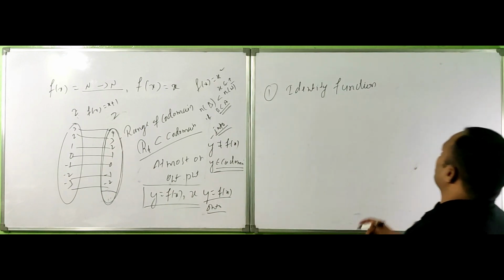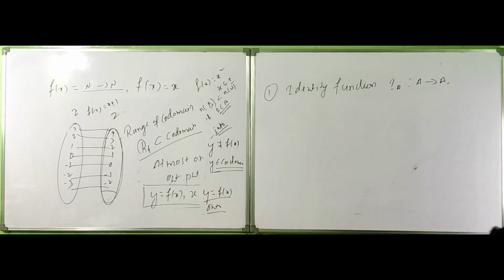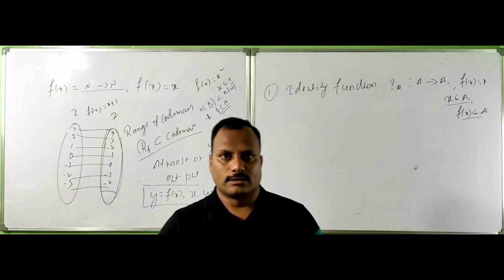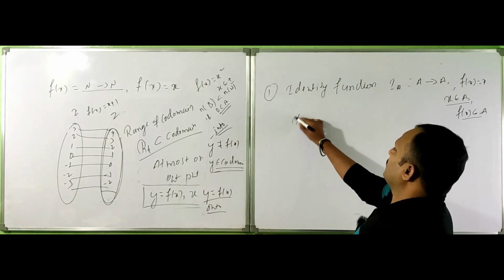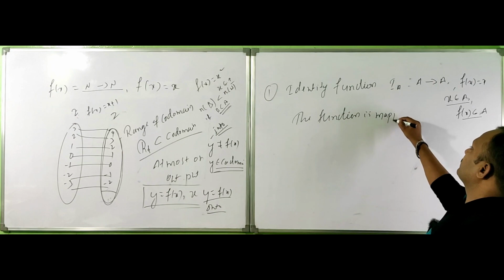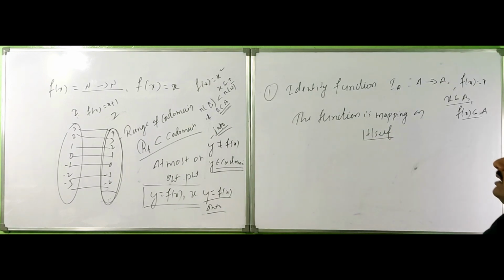Similarly, the identity function I_A is a function defined from A to A, and f of x is equal to x, where x belongs to A, and f of x belongs to A also. It means the function is mapping on the same set, mapping on itself, without changing the conditions. Common elements is called the identity function.